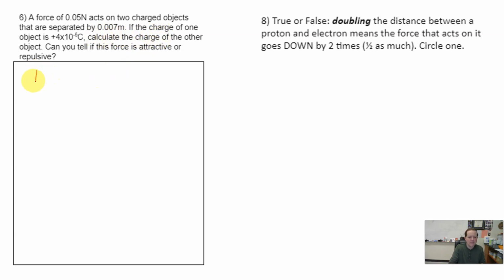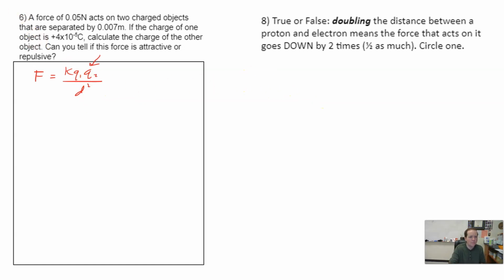Number 6 is maybe the toughest from an algebra perspective. So let's look at the algebra. K, Q1, Q2 divided by the distance squared. It's asking for one of the charges. I'm going to solve this for Q2. I like to do the algebra first. Some students like to plug in numbers and then move them around. It doesn't really matter, okay?